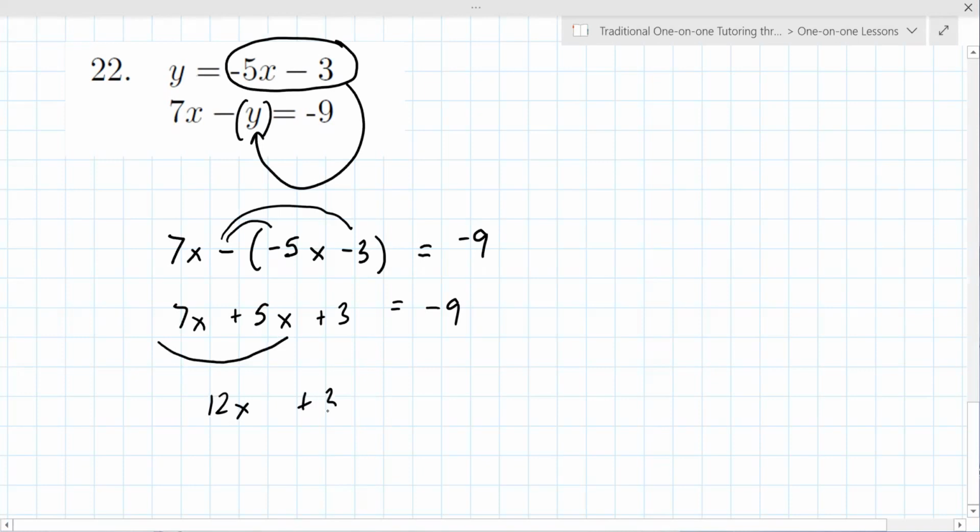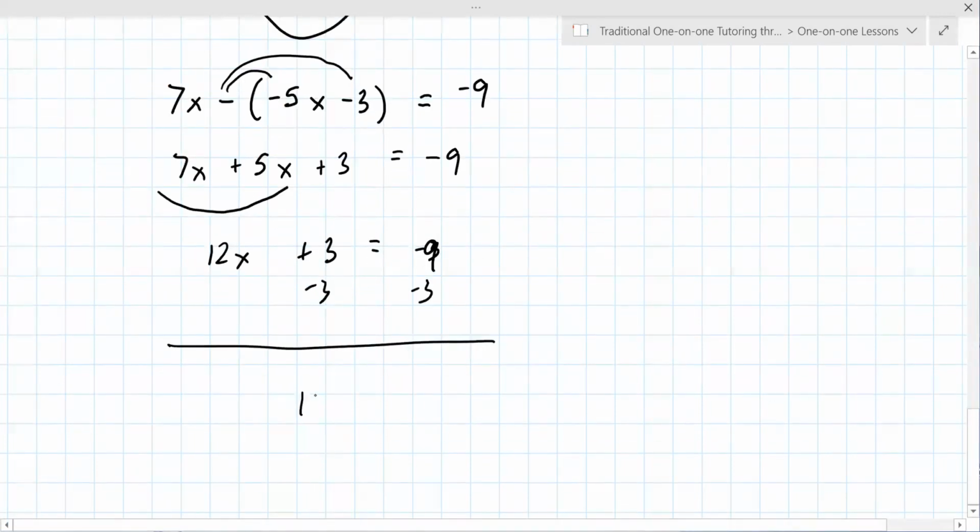So again, you'd combine like terms, subtract 3 from both sides, and you get 12x equals minus 12. Divide by 12, so x equals minus 1.